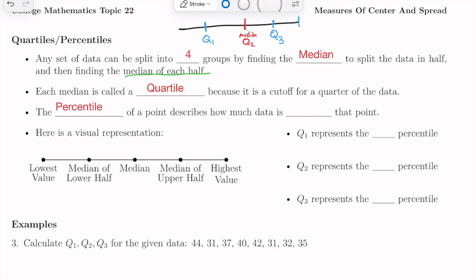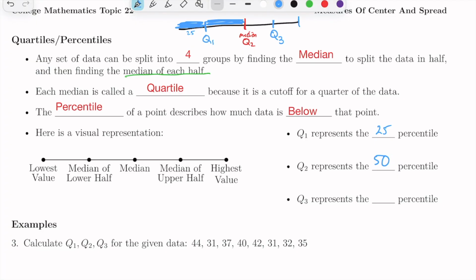And then the percentile of a point describes how much data is below that point. And you can either say at and below or below. That gets a little bit picky, but I don't think you need to worry about it too much here because some people will argue both ways. Now, Q1 represents the 25th percentile because 25% of the data is below Q1. There's 25% of the data below that Q1. Q2 would represent the 50th percentile because, remember, percentile is how much of the data is below that value.